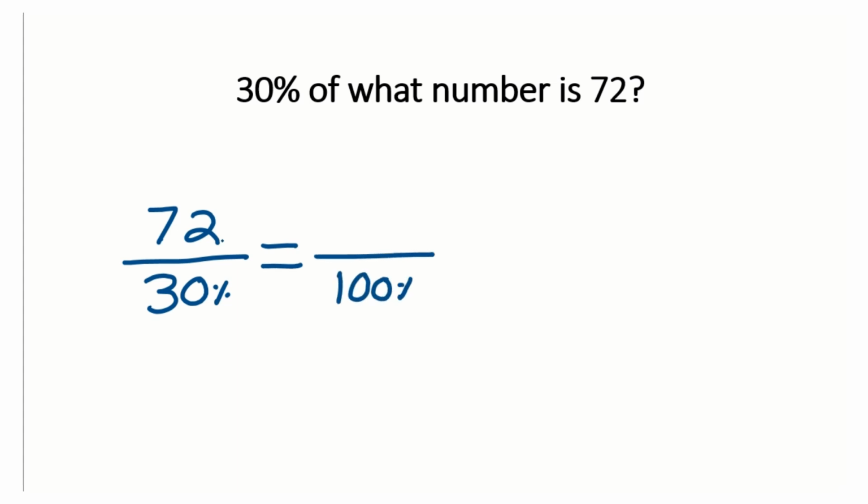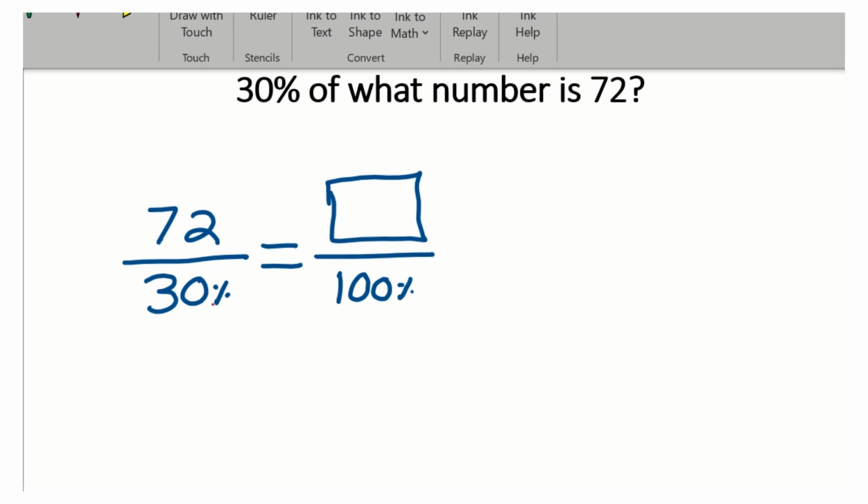Now, in our other videos, you've noticed that we've been able to simply turn that 30 into 100, but we can't do it this time. Why? Because 100 is not divisible by 30. So we're going to have to do a little simplification.